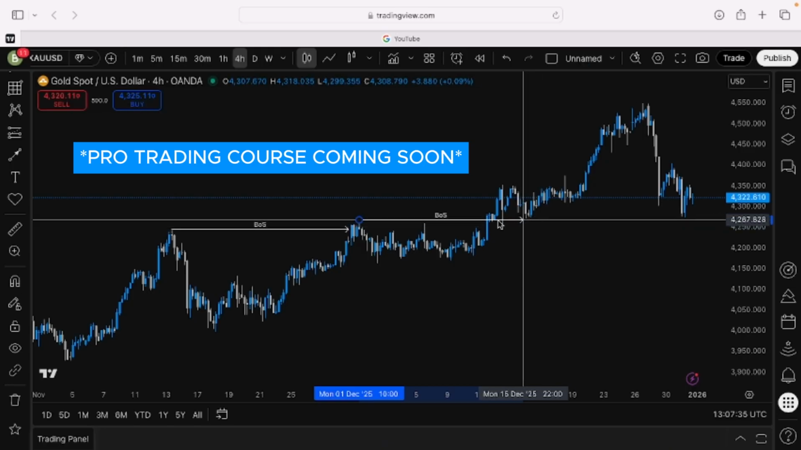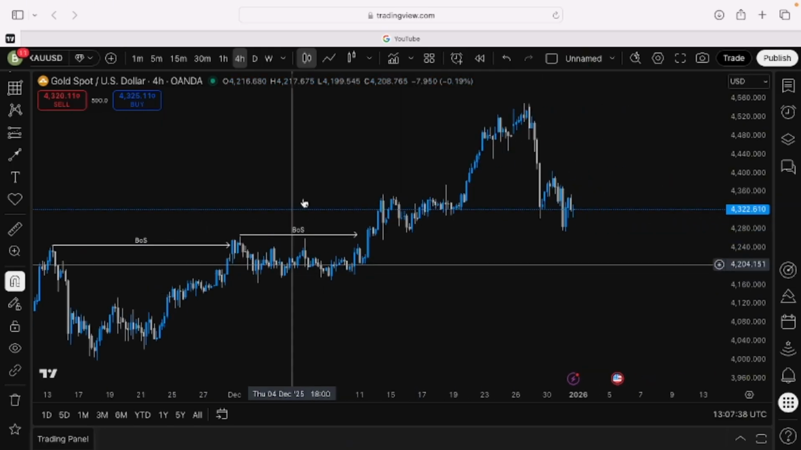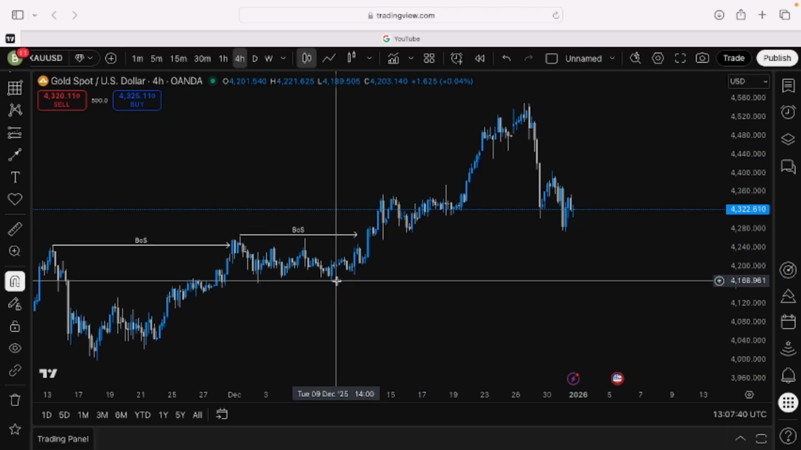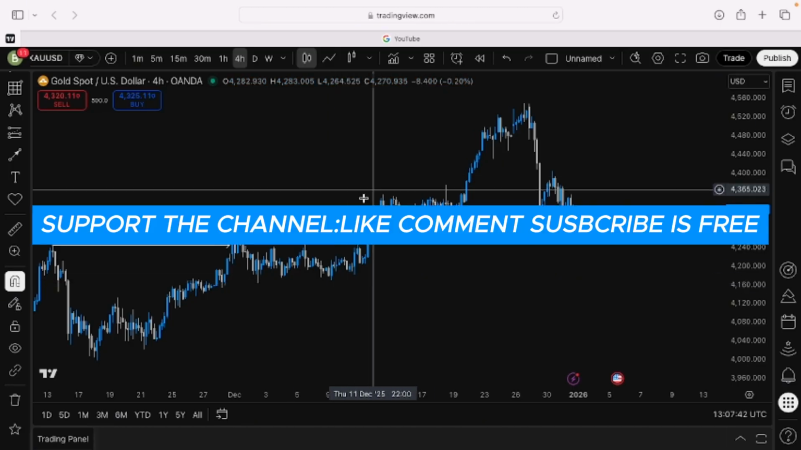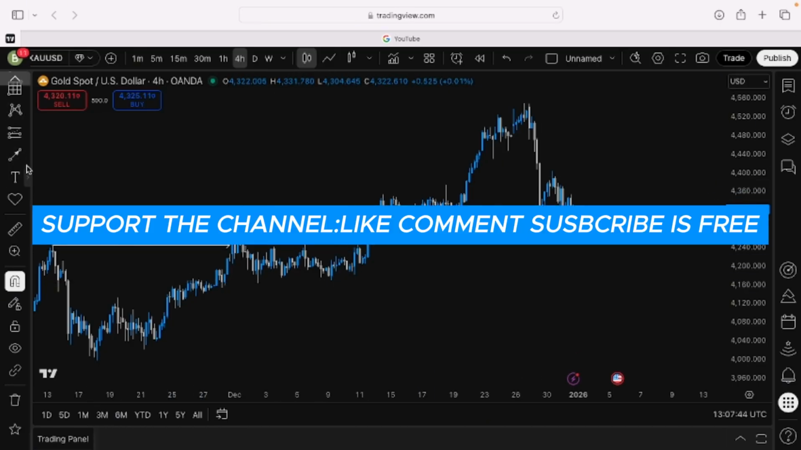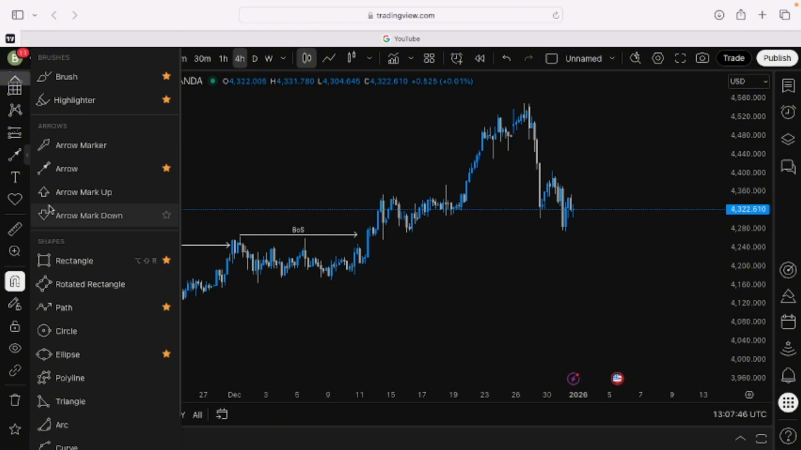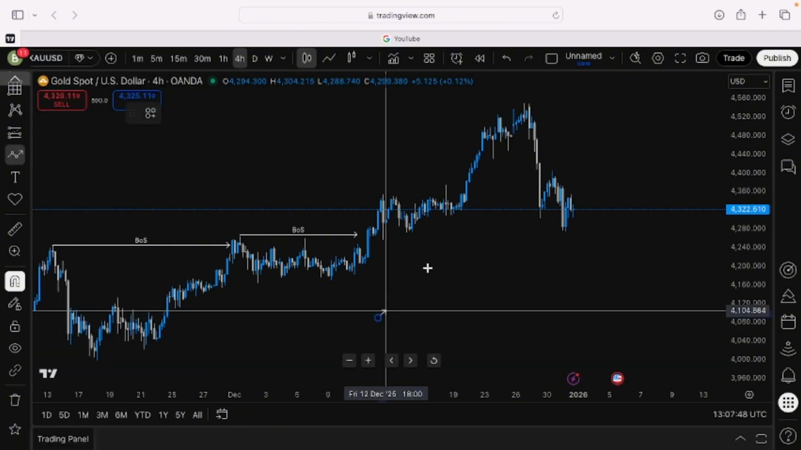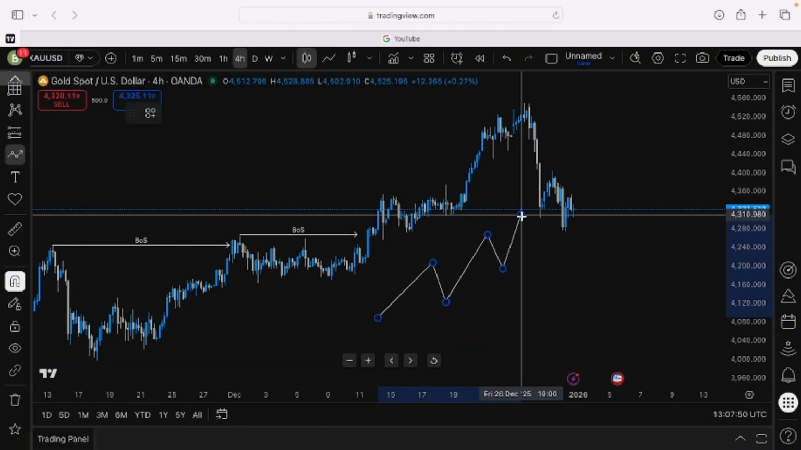So now we are establishing the overall trend. We're trying to get to the bottom of where gold is going. So as you can see, we're creating higher highs and higher lows, which means this is the structure that we are expecting. So this is just an illustration of what we are expecting.